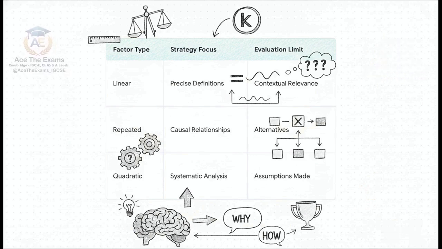For repeated factors, like an x minus 1 all squared, the focus shifts to causal relationships. You absolutely must understand why you need an a over x minus 1 plus a b over x minus 1 squared. If you miss the single power term, your entire method mark strategy collapses.